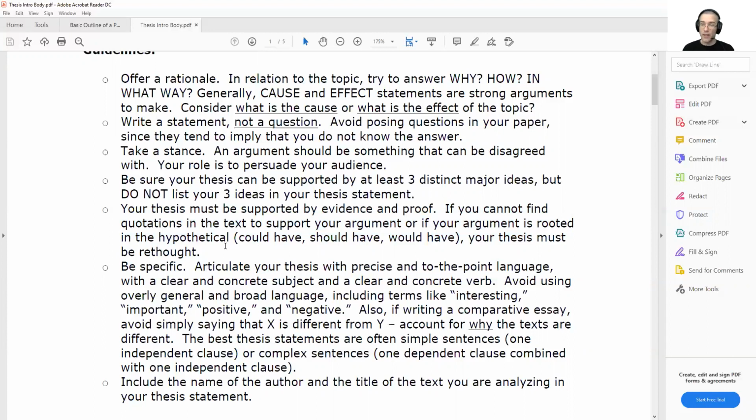As you're developing your thesis, you're looking at the text, you're engaging with it, you're reviewing the examples and the things we've discussed in class, the things you've highlighted and underlined in the story, in order to say, here's what the story is saying, here's how this thesis can be supported.